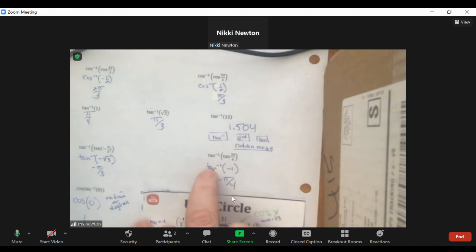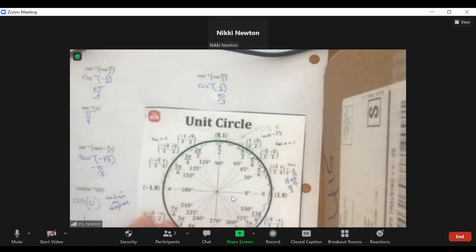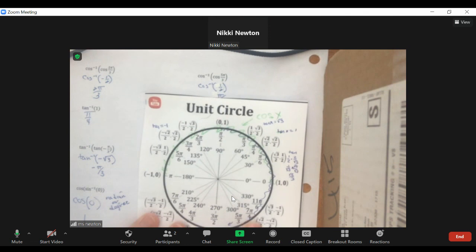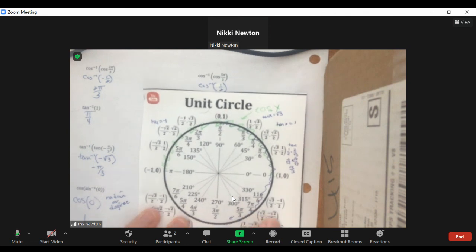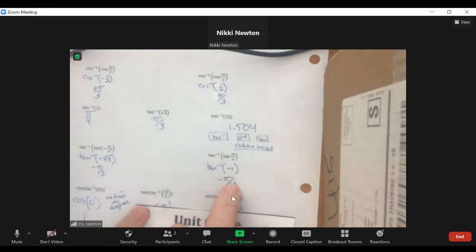So now I'm doing tangent inverse of negative 1. So what angle in my appropriate domain gives me a tangent equal to negative 1? So I'm looking here. So tangent equals negative 1 right there, because I have one of each sign. So that would be negative pi over 4.